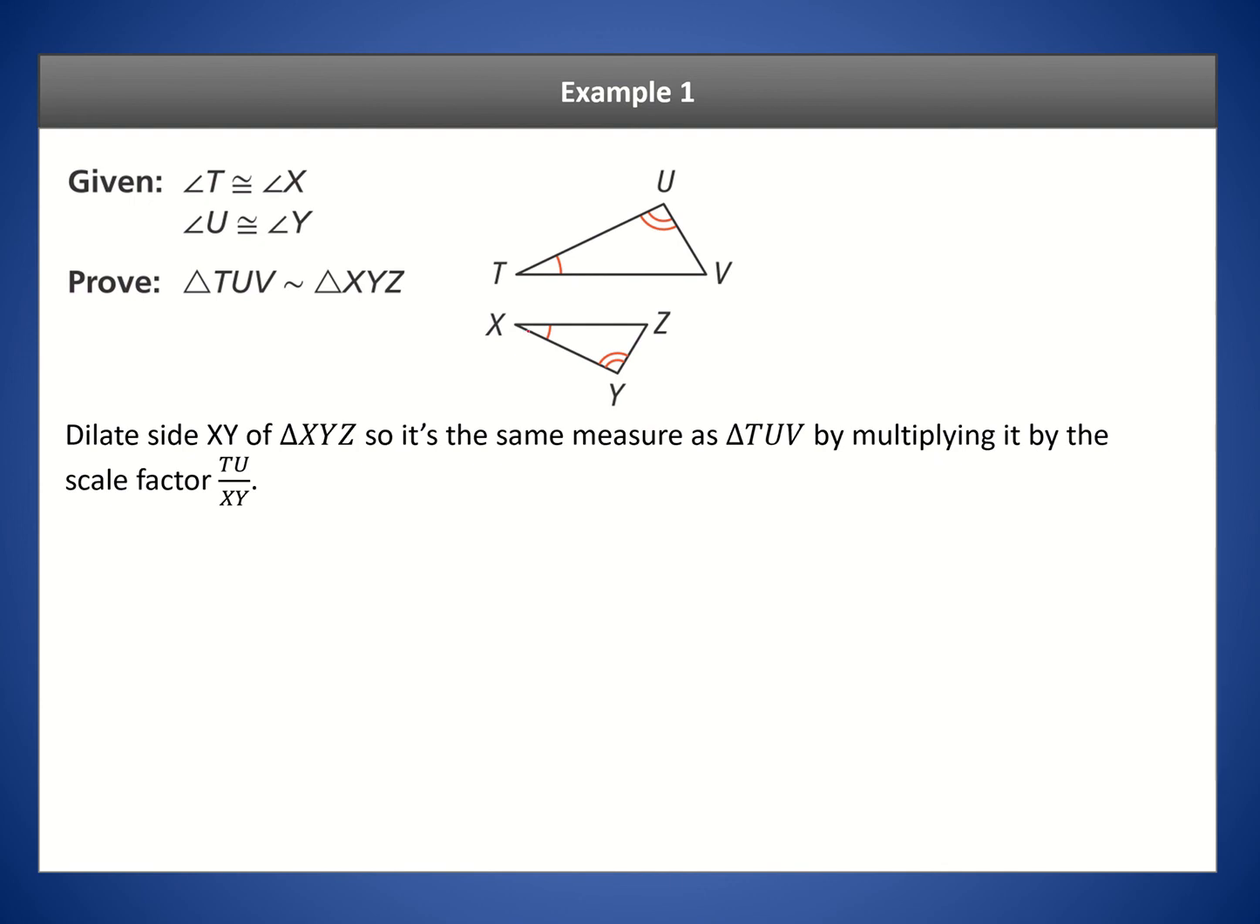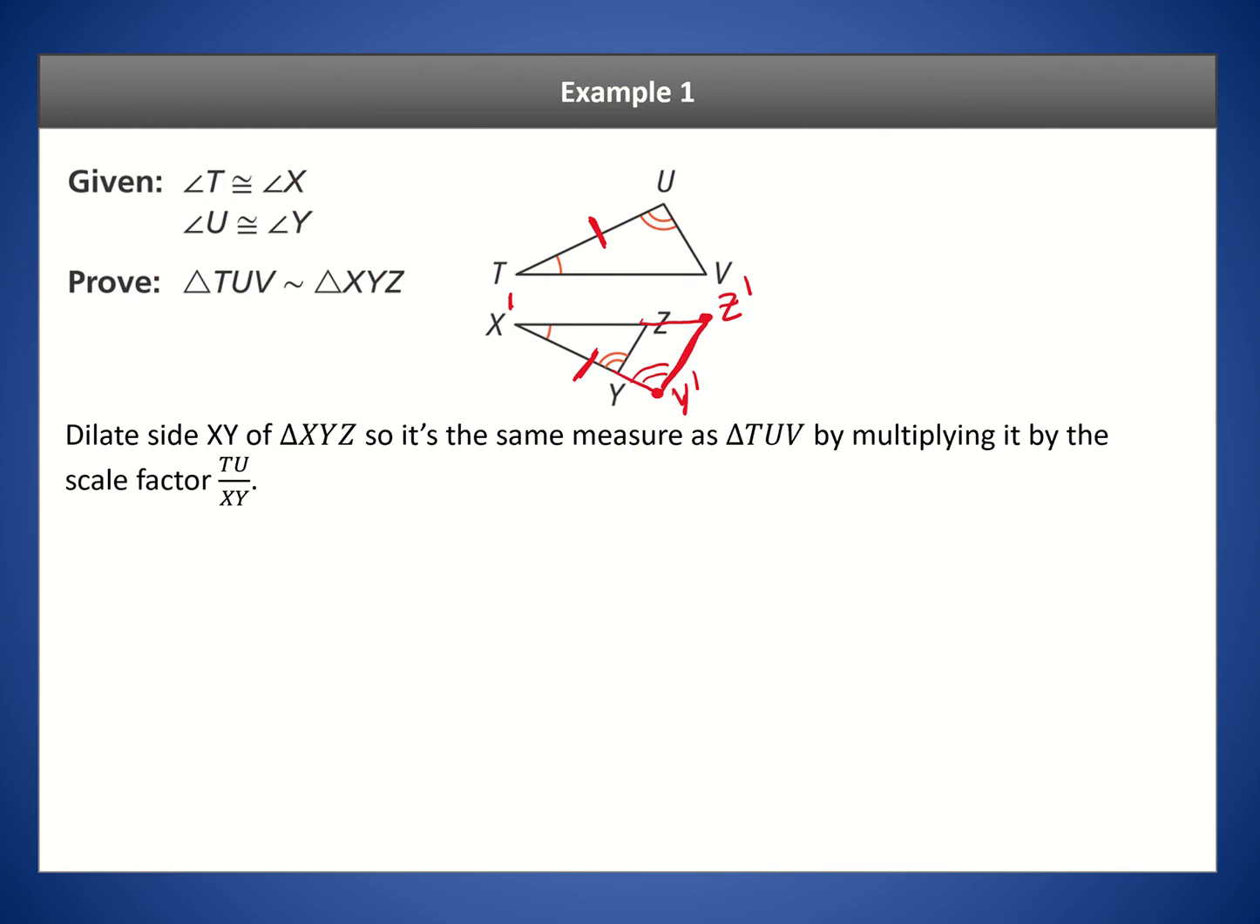If I want to change this size so it's the same size as TU on this triangle, then, for example, if TU were 9 and this were 3, the scale factor would be 9 divided by 3, or 3. That means I would have to triple the size of XY to get TU. So we're going to divide those to get our ratio, a scale factor, and then scale this by that scale factor. If we did that, we're going to get a triangle that's dilated, enlarged, and appears to be the same size as TUV.